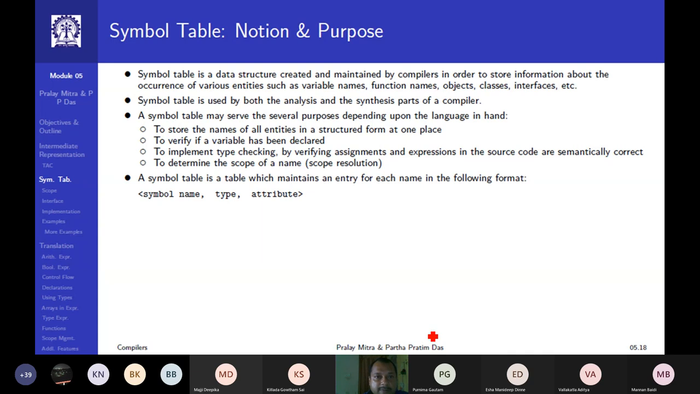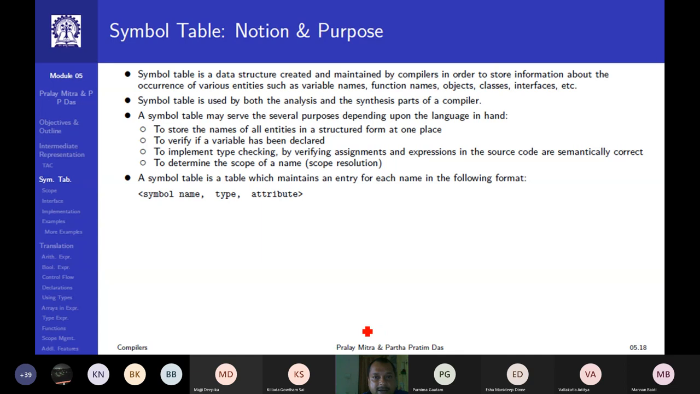So here is the notion and purpose. It is a data structure that you have seen, and the symbol table is used by both the analysis and the synthesis part of the compiler. It is said that usually the symbol table is constructed during the lexical analysis and the parsing stage, and is used for the IR and for the machine code generation, code optimization, and so on.